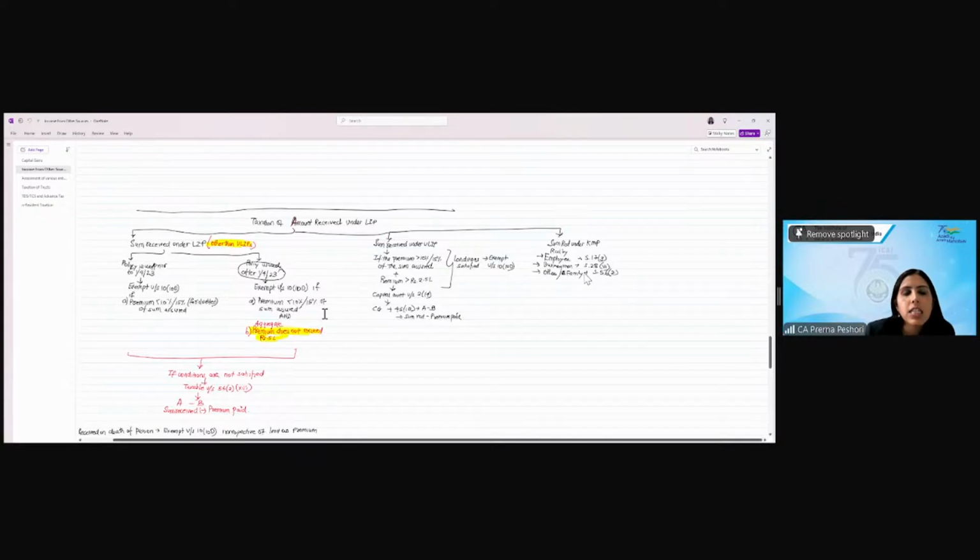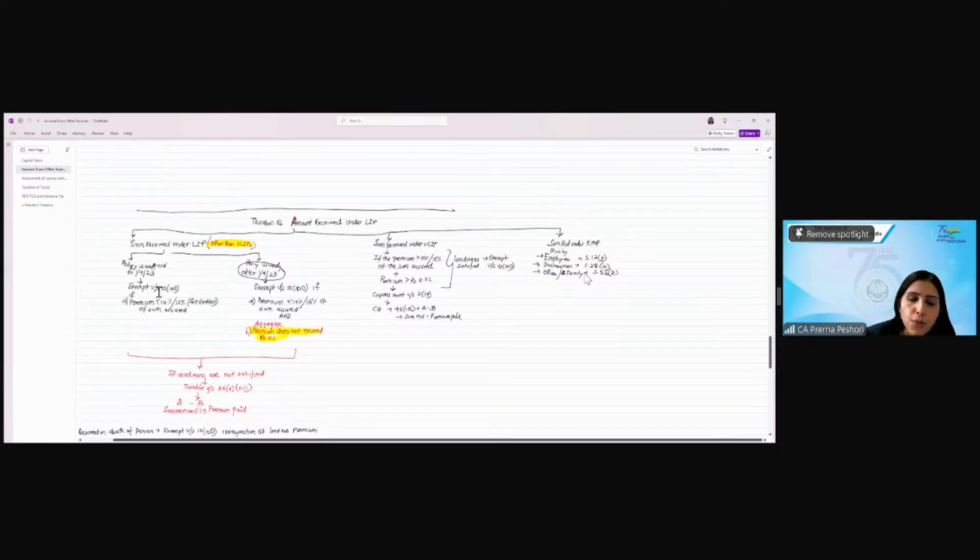What they say is the sum received under the LIC, which is other than the ULIPs, if the policy is issued prior to 1/4/2023, because this provision was introduced after 1/4/2023, will be exempt under 10(10D) if my premium is less than 10% or 15% in case of disabled of sum assured. If my policy is issued after 1/4/2023, then it will be exempt under 10(10D) if my premium is less than 10 or 15% of sum assured and my aggregate premium does not exceed rupees 5 lakh.